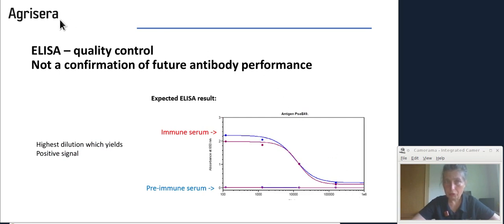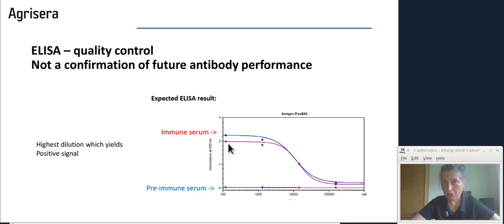Once antibody is produced, there is a quality control conducted by ELISA test. So the wells of the ELISA plate are coated with a free peptide, without KLH, without a carrier, and a sample of pre-immune versus immune serum is tested. But please keep in mind that such an ELISA quality control is not a confirmation of future antibody performance. The way the antibody will behave in an endogenous sample needs to be determined.